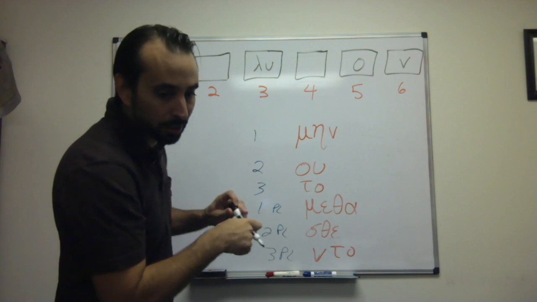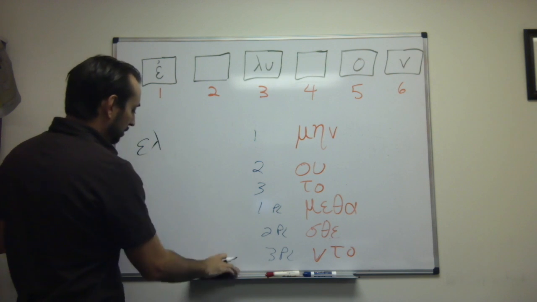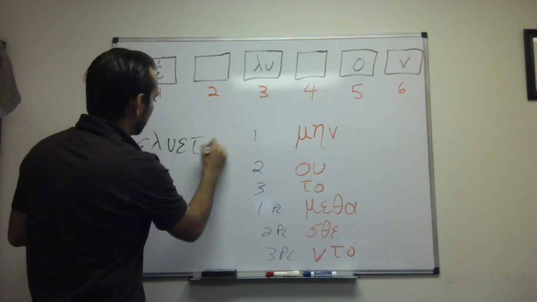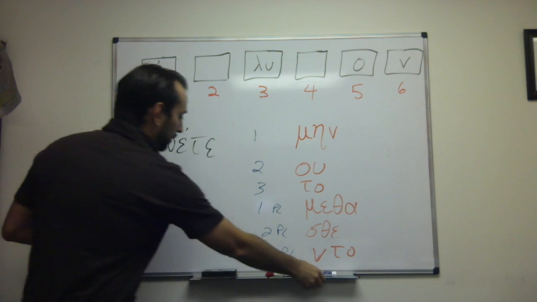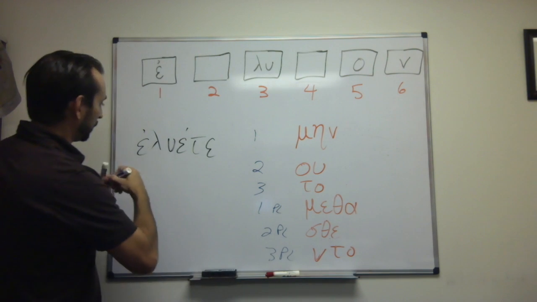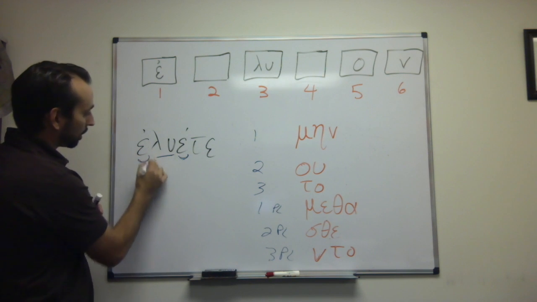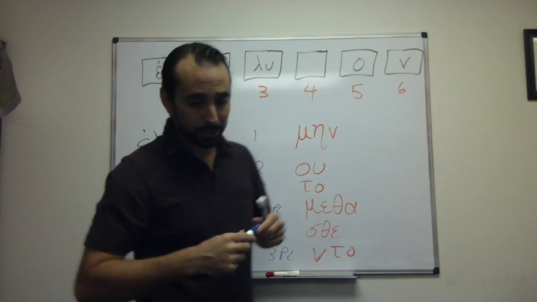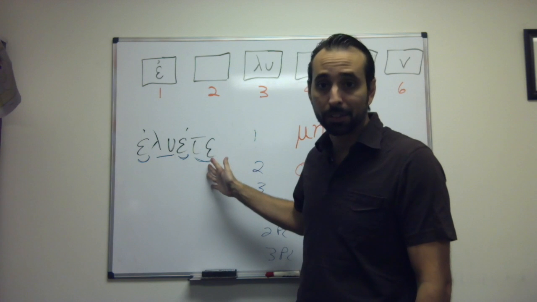Take elu ete. If I said locate this, you see your stem here, you see your thematic vowel, you see your augment, and you see your secondary ending, and you can locate that. And so you would know you have an augment with a secondary. If you've memorized your endings, you have a secondary ending here.